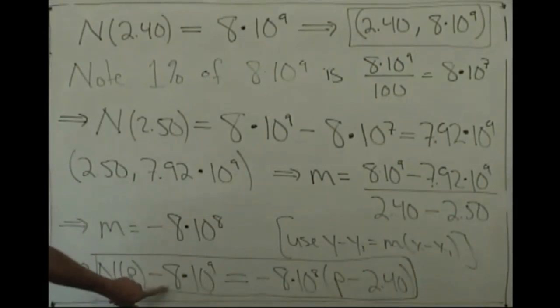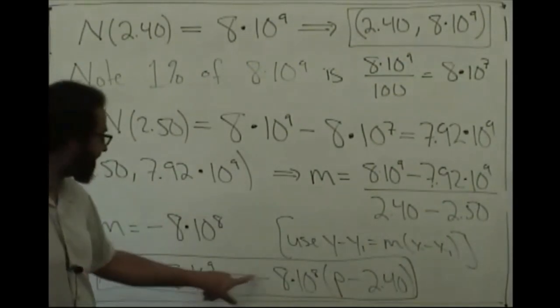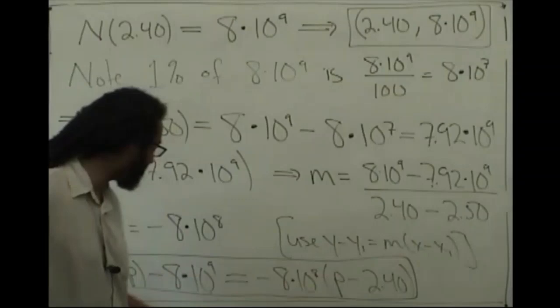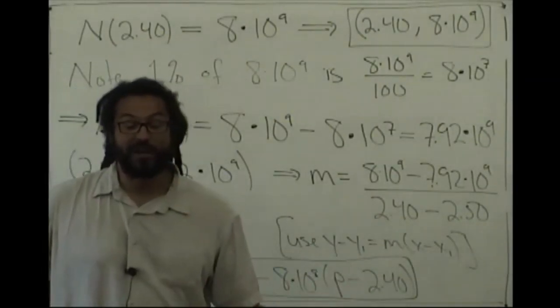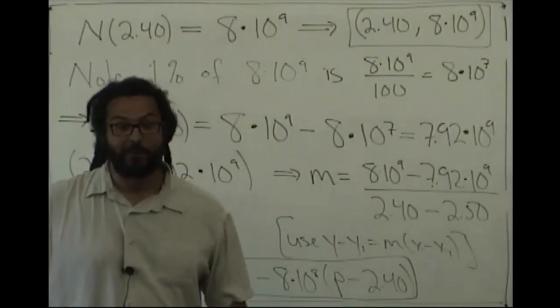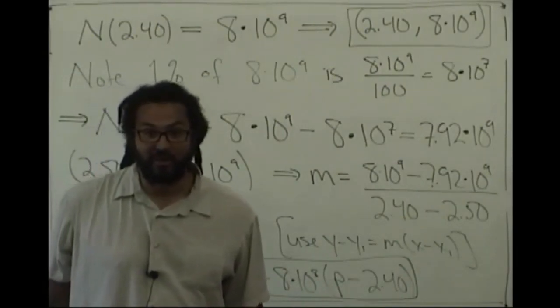Now I'm just going to add 8 times 10 to the 9th, or 8 billion, to both sides, just so I can solve for N of P, because we'll want an expression just solved for N of P. So now in the next slide, we can write down a function for the revenue, take a derivative, set it equal to 0, and solve for P.